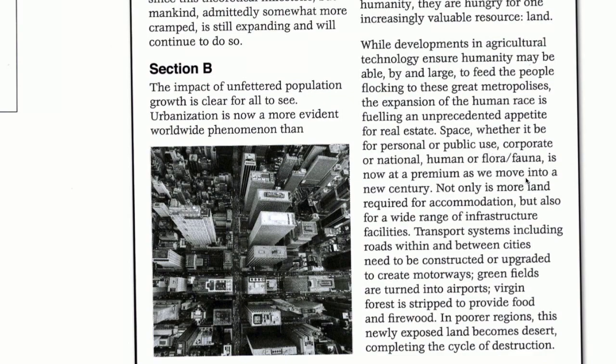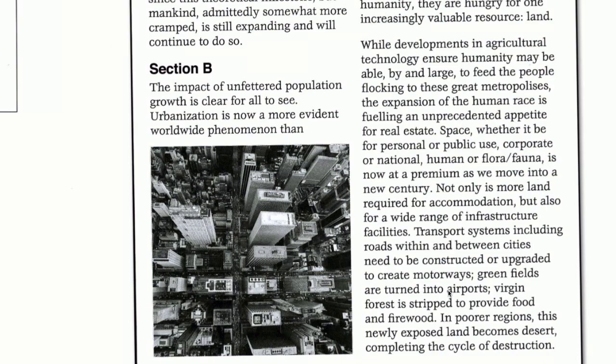Human flora and fauna is now at a premium as we move into a new century. Not only is more land required for accommodation, but also for a wide range of infrastructure facilities. Transport systems, including roads within and between cities, need to be constructed or upgraded to create motorways. Greenfields are turned into airports.